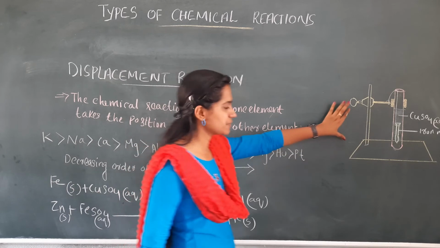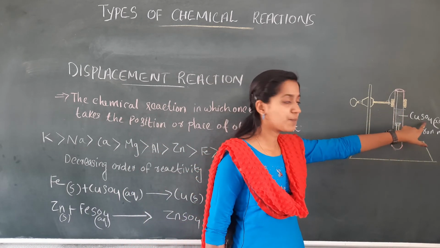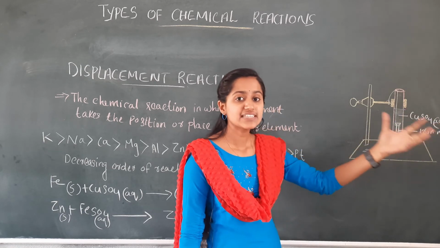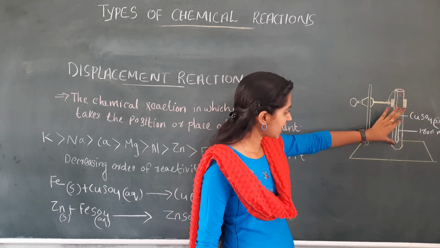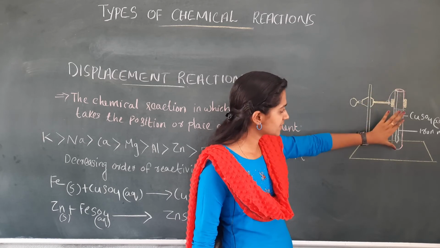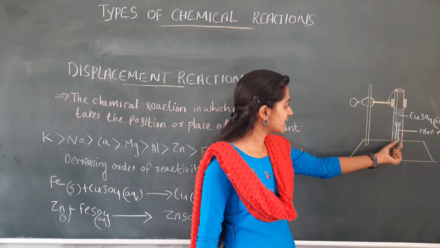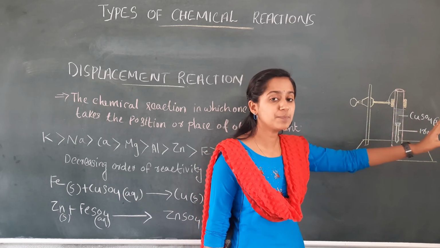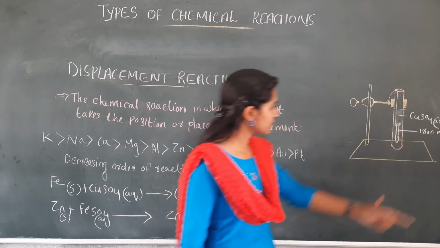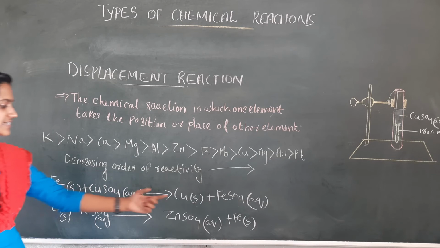Look at this experiment. Here we need a test tube. Inside the test tube we take copper sulfate solution. We know that the color of the copper sulfate solution is blue. Then we put an iron nail, without disturbing the solution, into this test tube. We can observe that a brown colored layer is deposited on the iron nail and the color of the copper sulfate becomes pale green. From this experiment, the corresponding reaction can be written as follows.